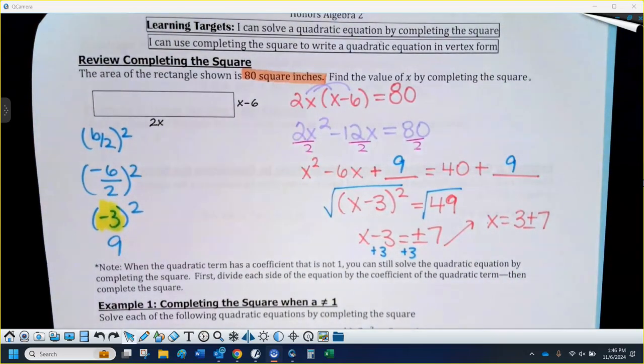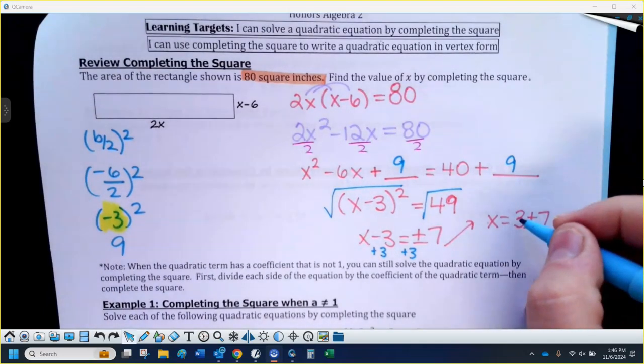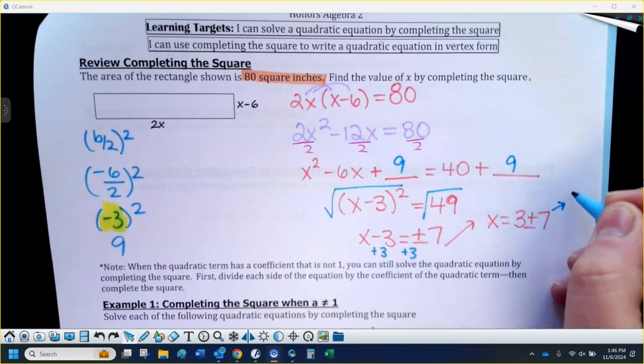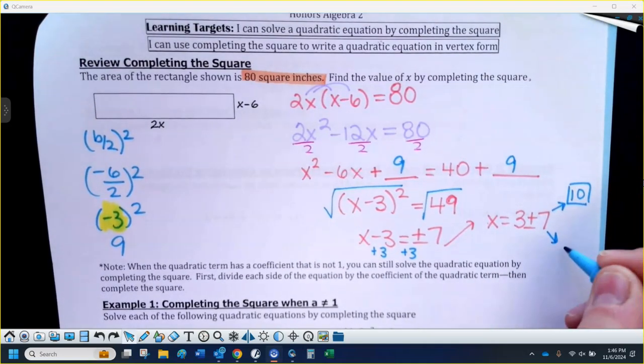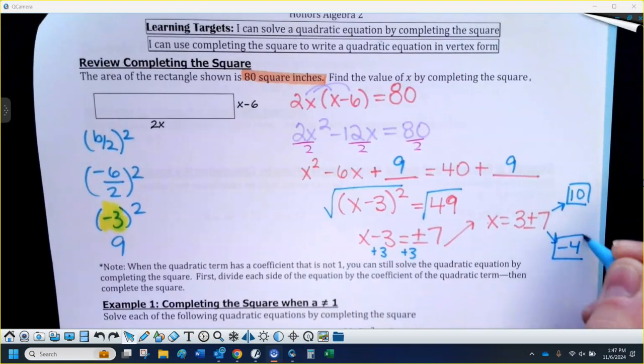Now, if that's 7i, done. If that's 7 radical 2, done. If it's just the number 7, you can actually add that to the 3. So 3 plus 7 would be 10, and 3 minus 7 would be negative 4.